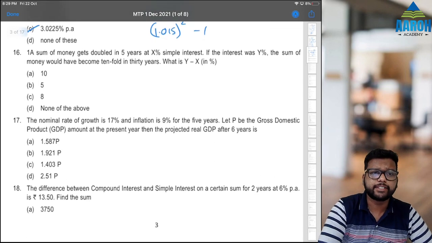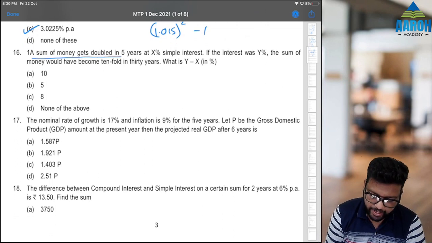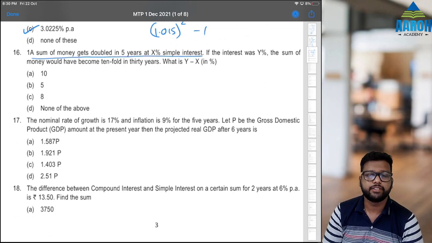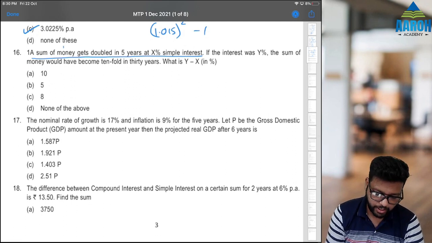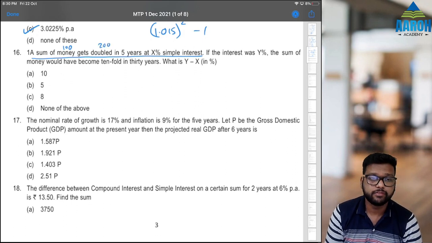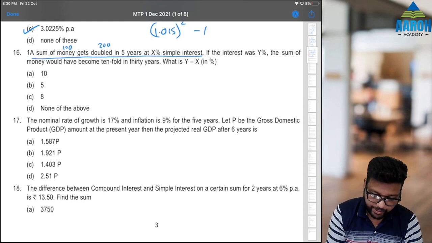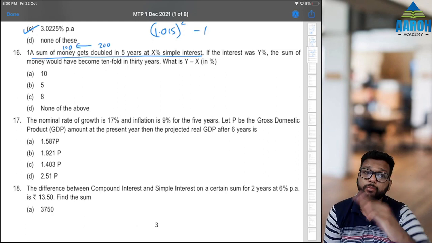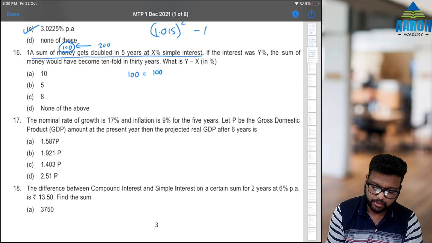Next, let's check 16th. A sum of money gets doubled in 5 years at X% simple interest. Let's assume that the sum of money is 100. So it gets doubled, that means it becomes 200. So interest of 100 we get, right? We get interest of the difference, amount minus principal. So simple interest is 100 when principal is 100 rupees for 5 years at X%.